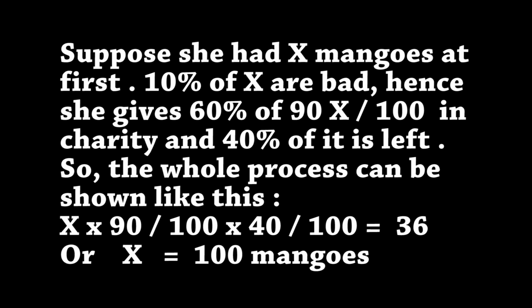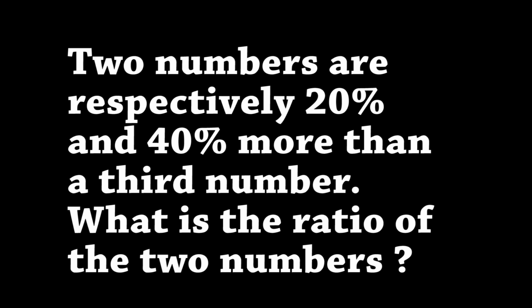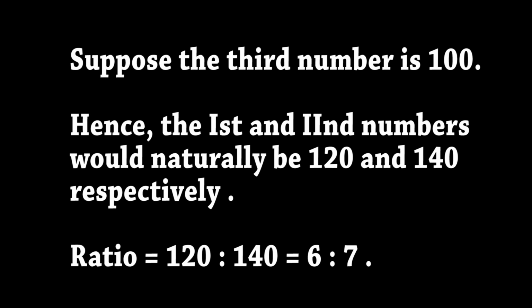Next question. Two numbers are respectively 20% and 40% more than a third number. What is the ratio of the two numbers? Solution. Suppose the third number is 100. Hence, the first and second numbers would naturally be 120 and 140 respectively. The ratio will be 120 is to 140, or by minimizing you get the answer 6 is to 7. Please note, to get this you have to divide 120 by 140.